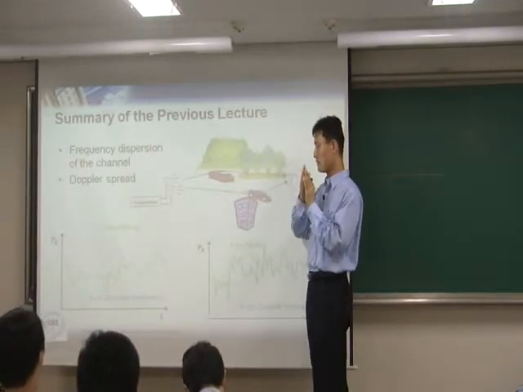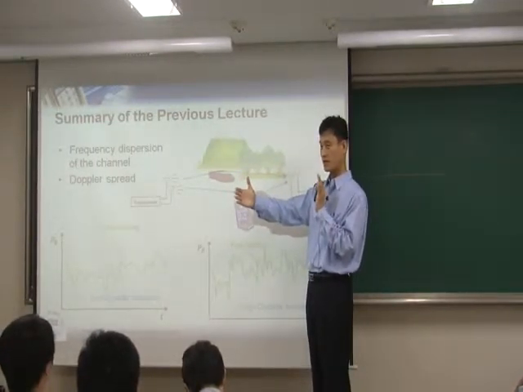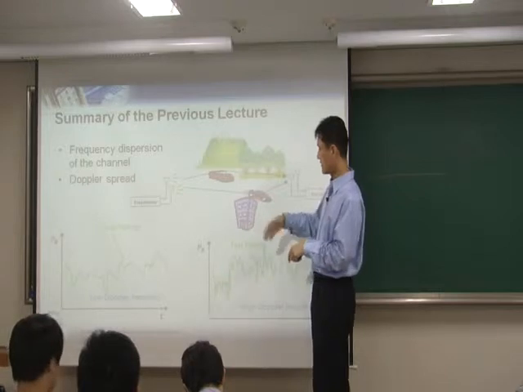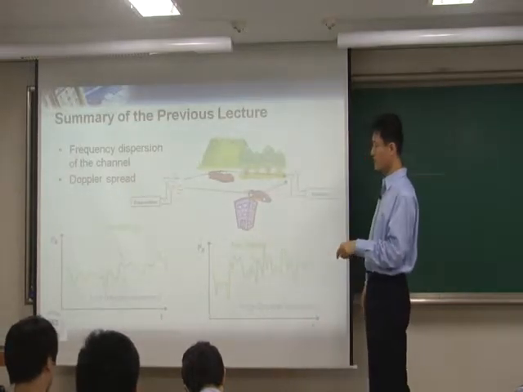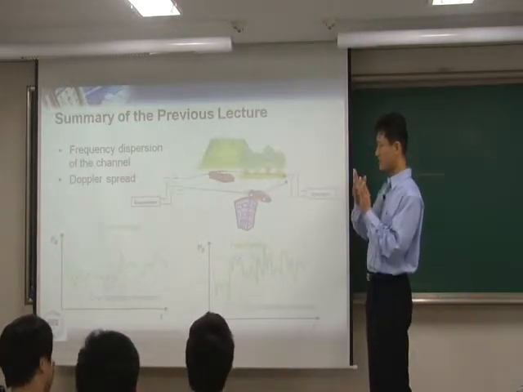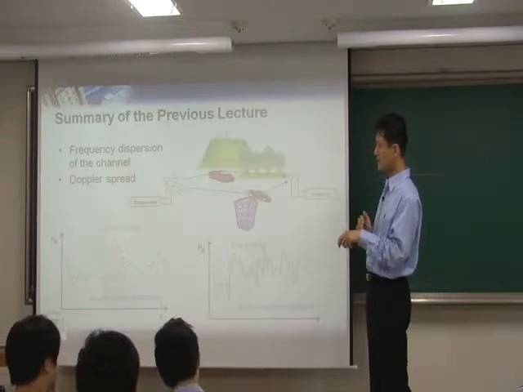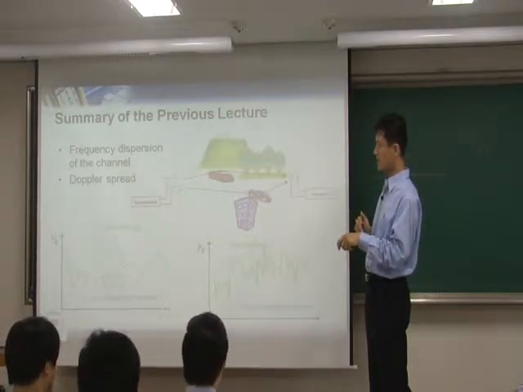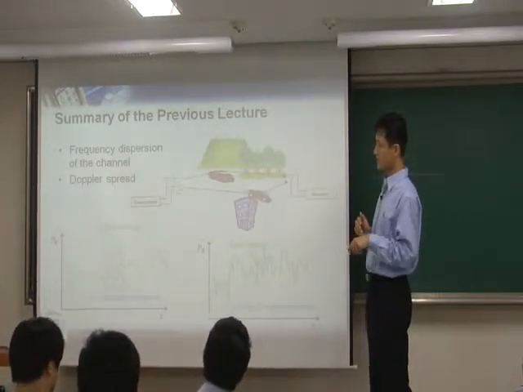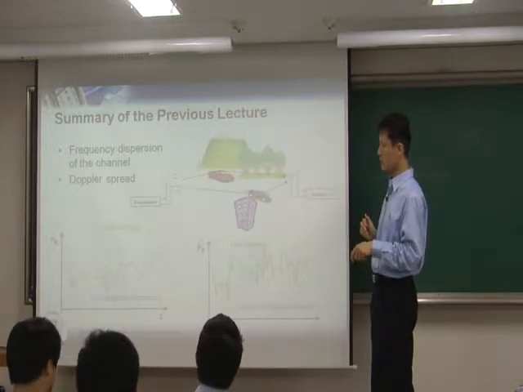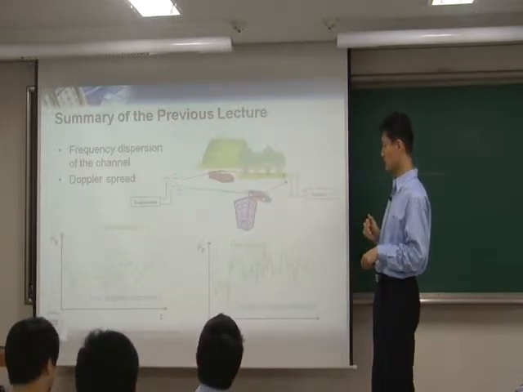If you have more dispersion in the frequency domain, you have faster fluctuation. If you have a small spread in the frequency domain, you will see a little bit slower fading. Okay, so this is the low Doppler frequency case, and then the high Doppler.